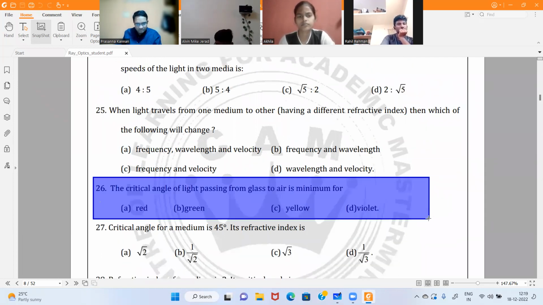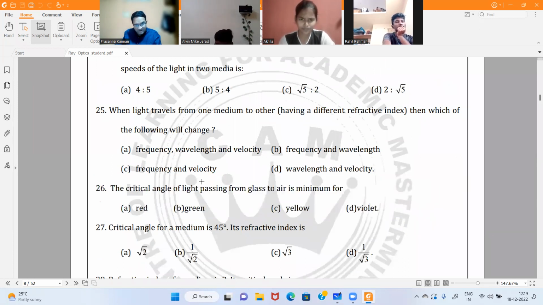Okay, next question. Critical angle will be minimum for which color, they have asked. Critical angle will be minimum for violet, sir. Yes, violet. Critical angle is maximum for red. Yes, very good.